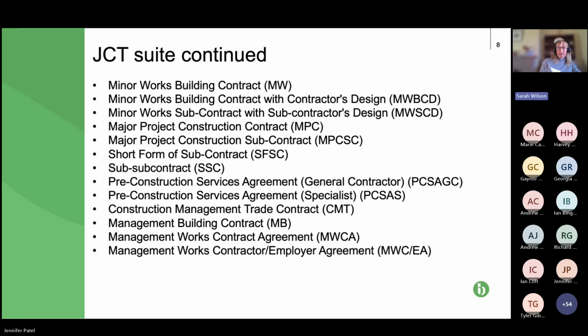So we've got the minor works contracts, so that's the equivalent to the short form contracts that we have with NEC. So both the contract and the subcontract.